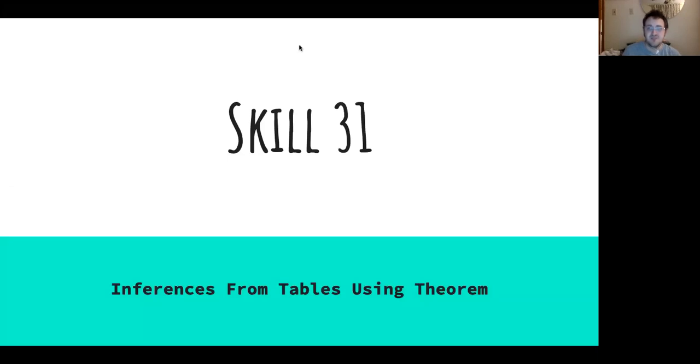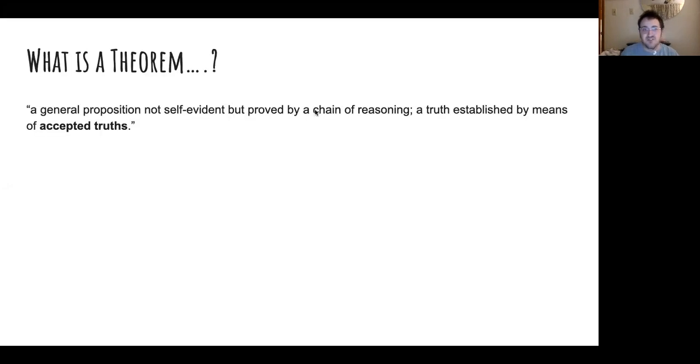Hello, calculus scholars. Today we're going to do skill 31, which is inferences using tables from some pretty well-known calculus theorems. So just a reminder what we mean by theorem. We think of that as a general proposition, not self-evident, but actually proven by a chain of reasoning, a truth established by means of accepted truths. What I mean by that is that they're definitions that have been proven.